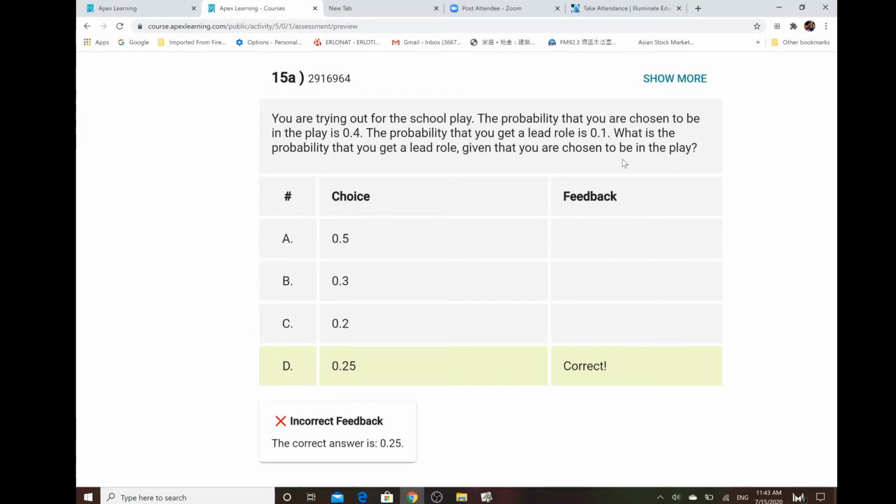So one thing, it looks like these two probabilities have nothing in common. So 0.4 plus 0.1, that'll be considered 0.5. But if you try to think about it that way, it is not correct. And again, read through the last statement here. What is the probability that you get a lead role, given that you're chosen to be in the play?